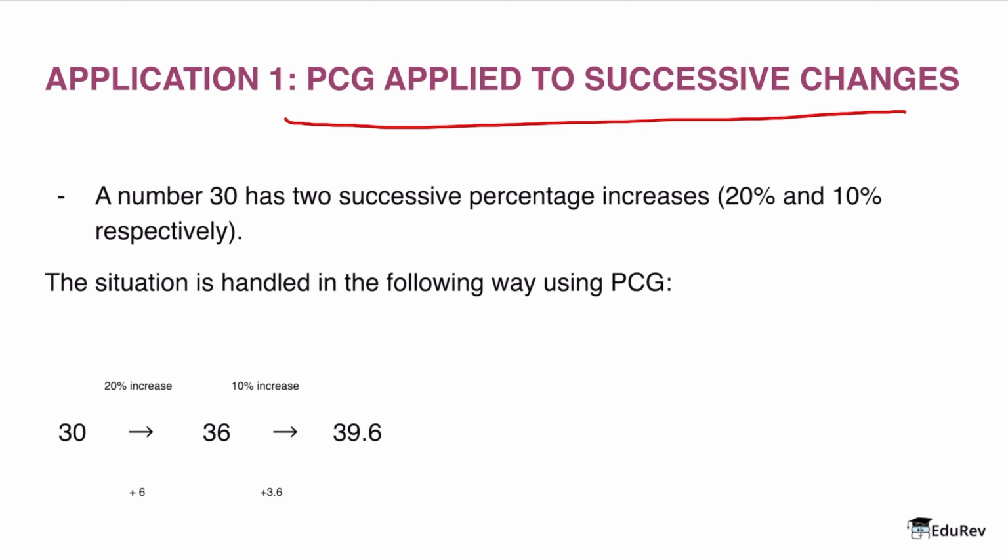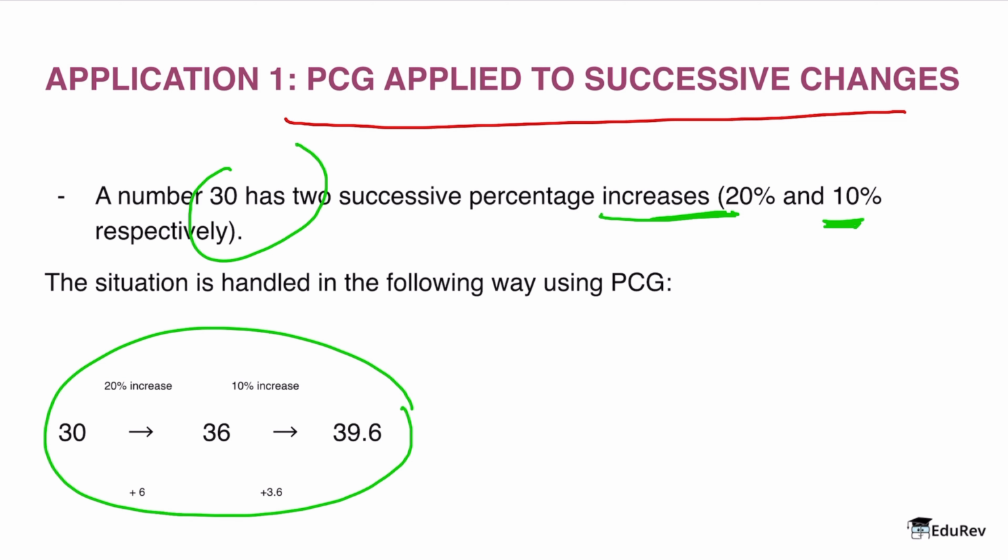So this application is going to be utilized when I need to do some successive changes. Okay. Now, this is one of the most common situations in most questions. Okay. Suppose you have to solve a question in which there is a number 30 and it has 2 successive percentage increases. Initially, it is increased by 20% and then by 10%. So I can very well portray this with the help of this.